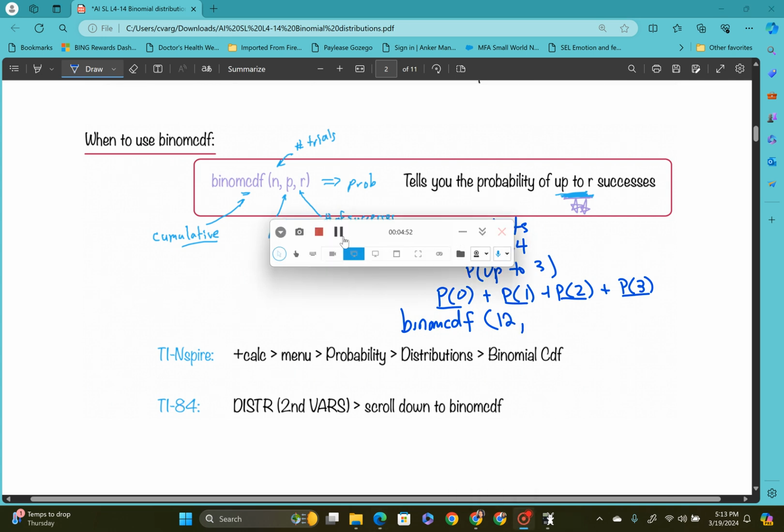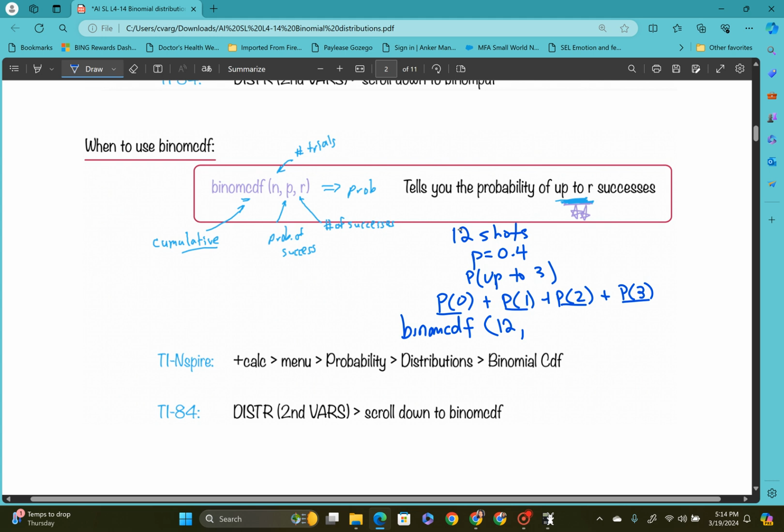The probability of success is still 0.4. And now, what number are we counting up until? We're counting up till 3, okay? So if I want to look at this, this is going to be less than or equal to 3, is what we're looking for. So perfect, now let's go ahead and plug this into our calculator.